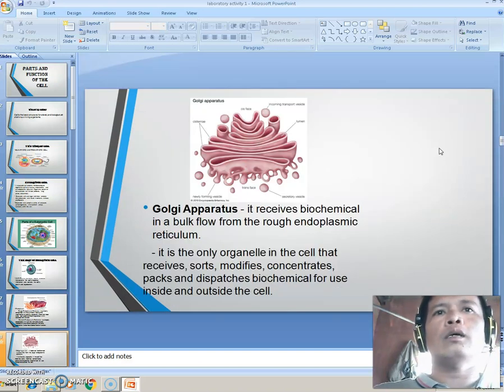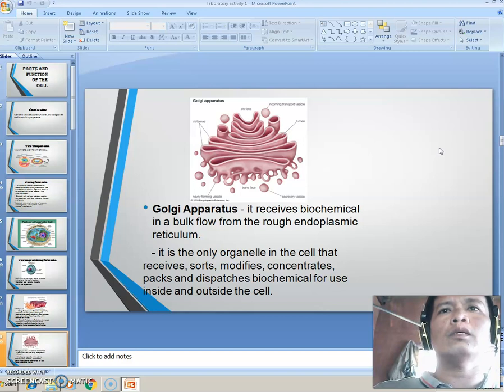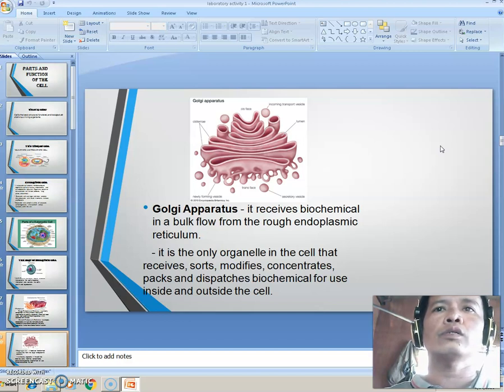The Golgi apparatus. It receives biochemicals in a bulk flow from the rough endoplasmic reticulum. It is the only organelle in the cell that receives, sorts, modifies, concentrates, packs, and dispatches biochemicals produced inside and outside the cell.